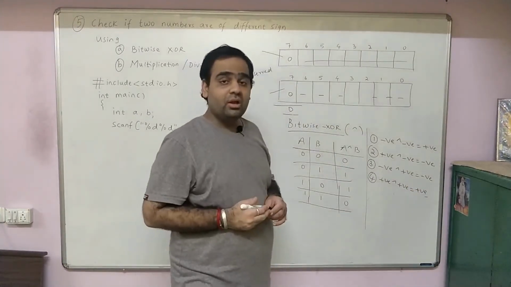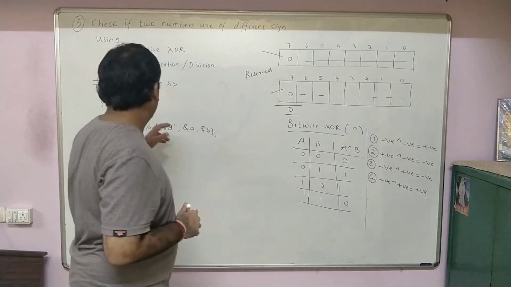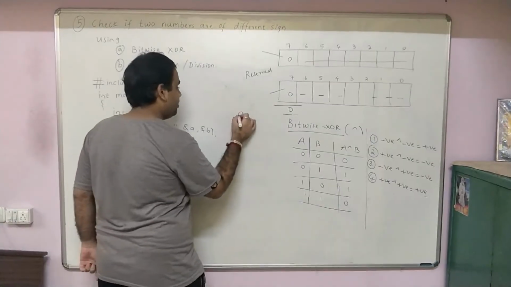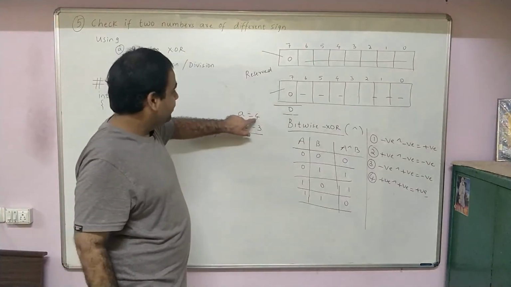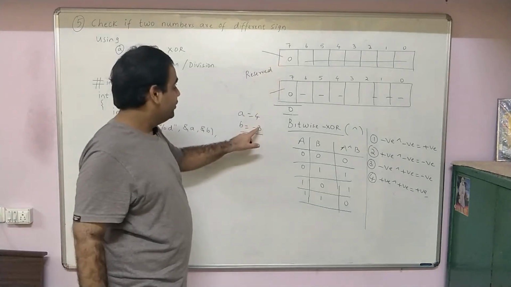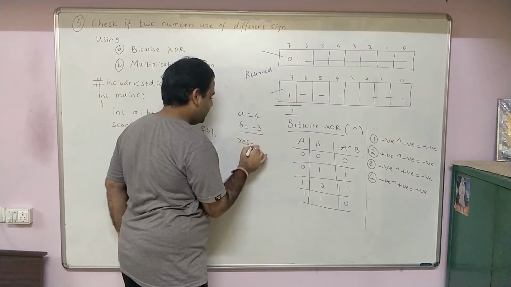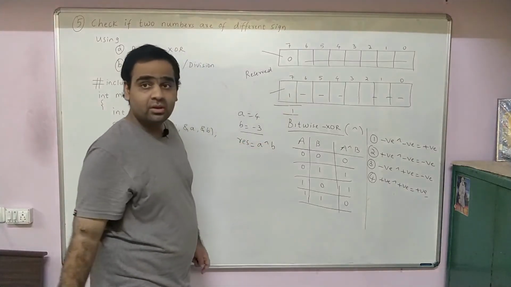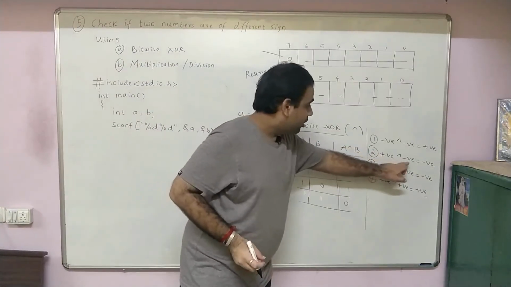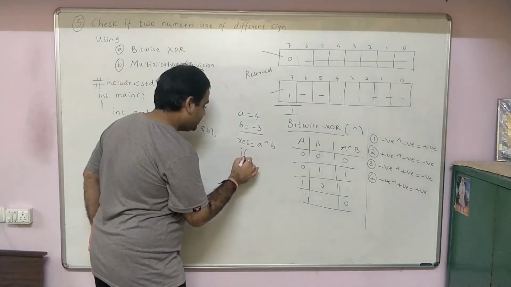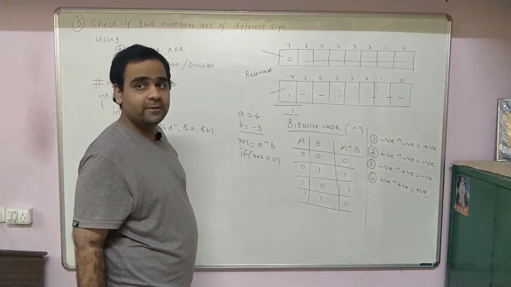Is that okay? Now, if I XOR two things, A XOR B. Now the two numbers are A and B. Suppose A is 4 and B is -3. If I XOR these two, with 4 you have the result bit as 0, with -3 you have the result bit as 1. If I say result equal to A XOR B, and this result is negative, see here, positive XOR negative is negative. That means if I check, if result is less than 0, they are of different sign.